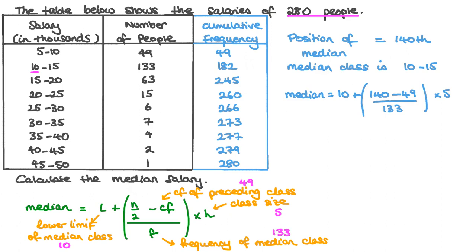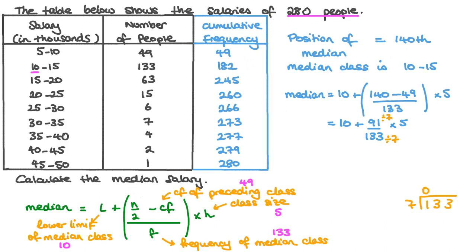Substituting this into our formula, and we get 10 plus 140 minus 49 over 133 multiplied by 5. That's 10 plus 91 over 133 multiplied by 5. Both 91 and 133 share a factor of 7, so we can simplify this fraction a little bit. Remember, we can use the bus stop method to do so if necessary.